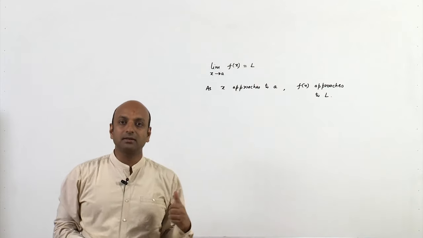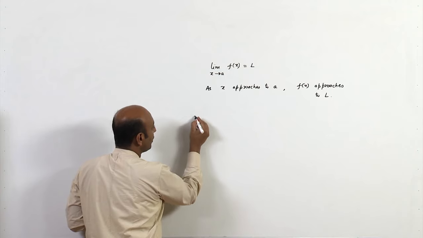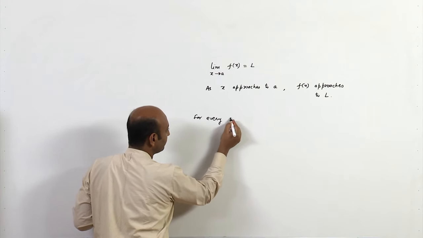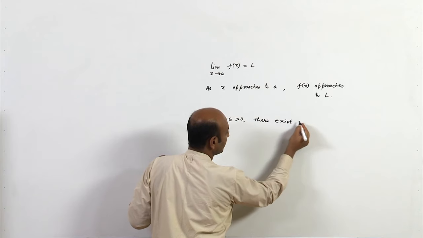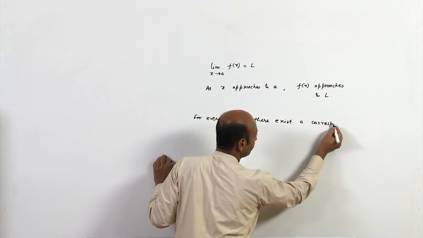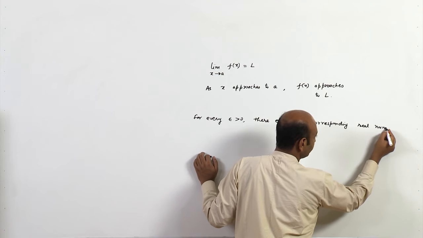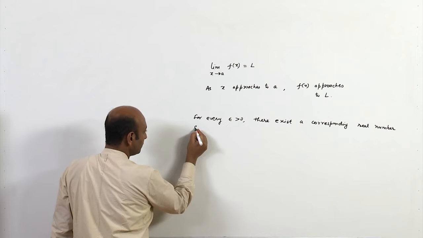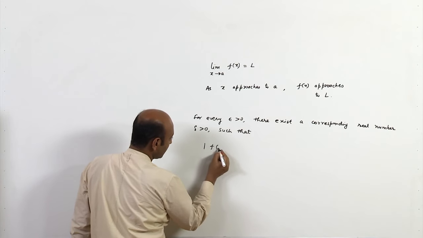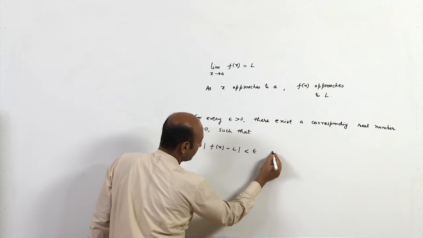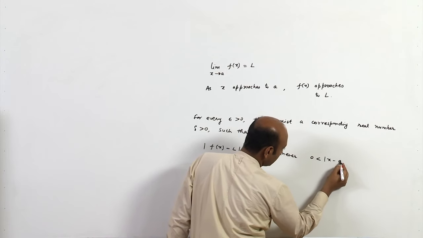Now how can we define this mathematically? The mathematical definition of limit is: for every epsilon greater than 0, there exists a corresponding real number delta greater than 0 such that mod f(x) minus L is less than epsilon whenever 0 is less than mod x minus a, which is less than delta.